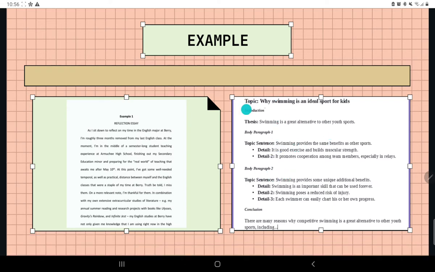So, sa outlining, makikita mo yung topic. Ayun yung mga main topics, yung naka-bold. And we have the subtopics. Ayan yung mga nasa ilalim. Detail 1 and detail 2. Yung mga supporting ideas yan.